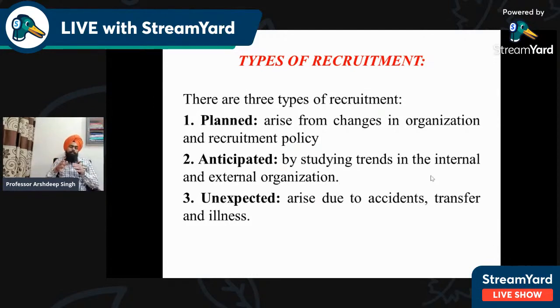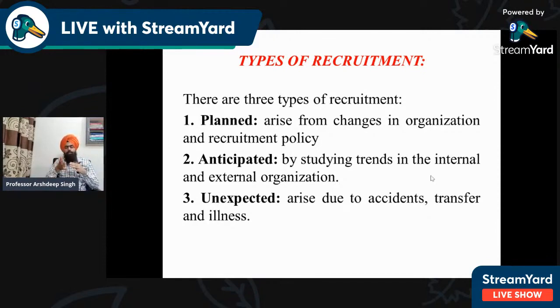So there is a vacancy in the organization, or there is an accident to one of the employees. Now he or she is not able to come and work for that specific organization. Some of the employees are transferred from that organization to another branch. And the last one is illness, or long-term illness, like some severe diseases like cancer or any other type of disease, they are not able to join the organization again.